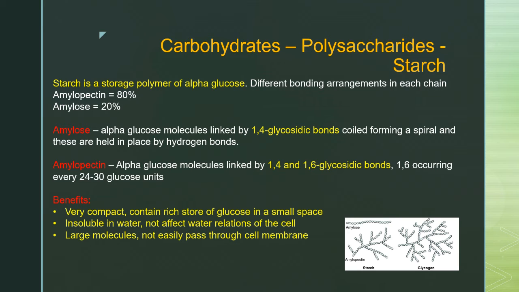Amylose is alpha glucose molecules linked by a 1,4 glycosidic bond coiled forming a spiral, and these are held in place by hydrogen bonds. Whilst amylopectin is alpha glucose molecules linked by 1,4 and 1,6 glycosidic bonds, with the 1,6 occurring every 20 to 30 glucose units. This is important because if you were asked to tell the difference, you would have to state that amylopectin has a 1,6 glycosidic bond, whereas amylose doesn't.